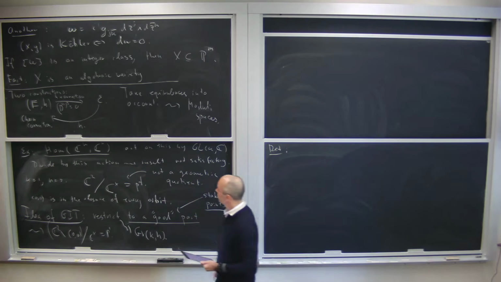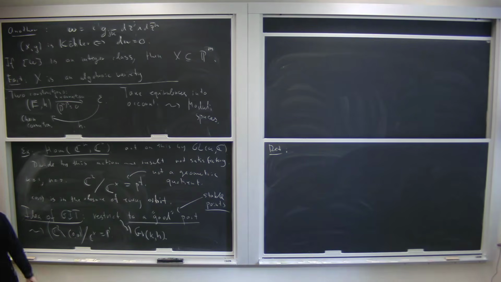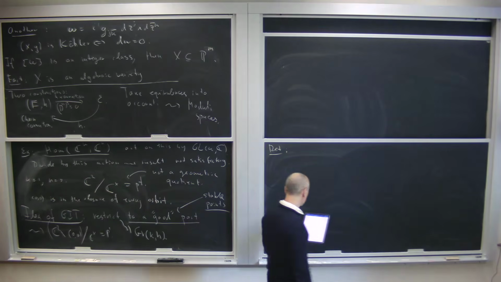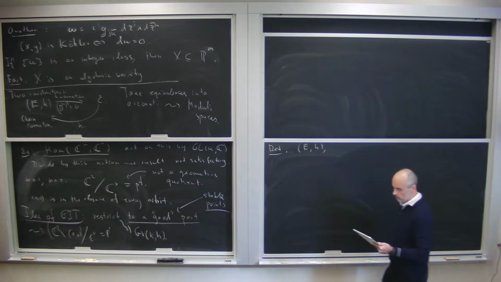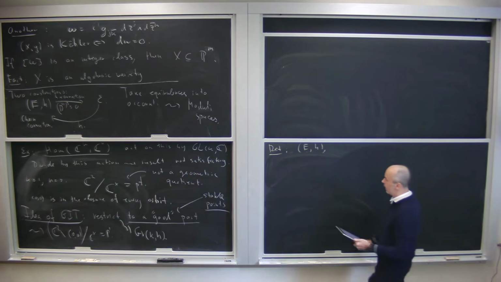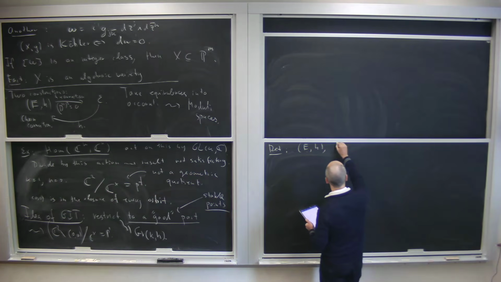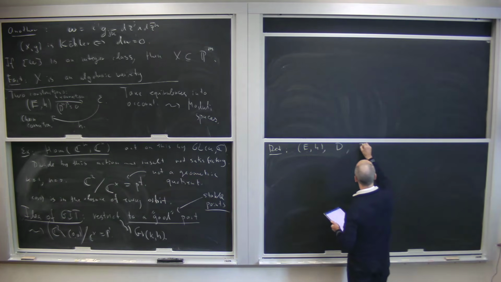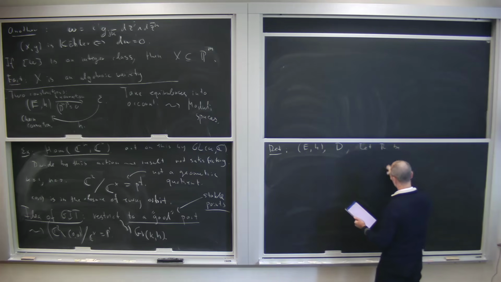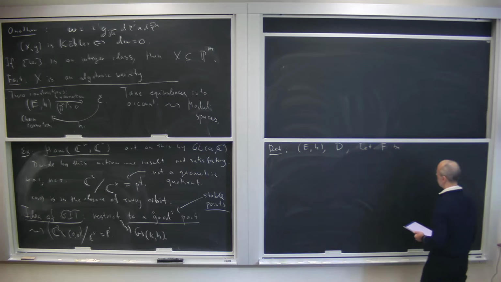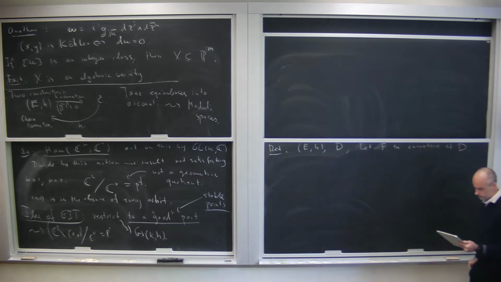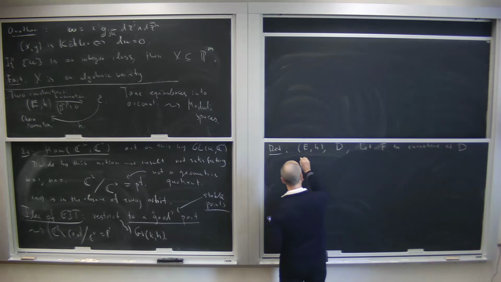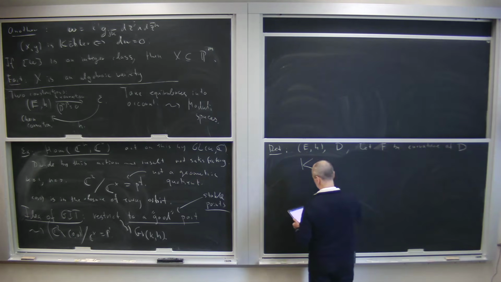So I'm back to the situation of bundles and Hermitian structure and curvature. So we have (E, h). So this is not a holomorphic bundle, but it has a Hermitian structure. And then we have the connection D, and then R. So let R be the curvature. Actually, I will put it F. Let F be the curvature of D.